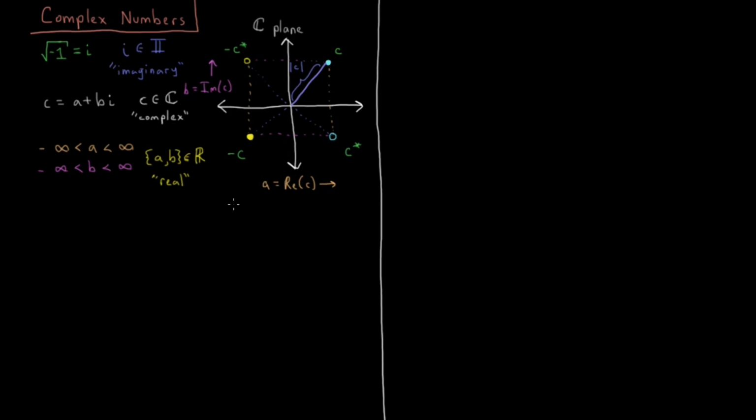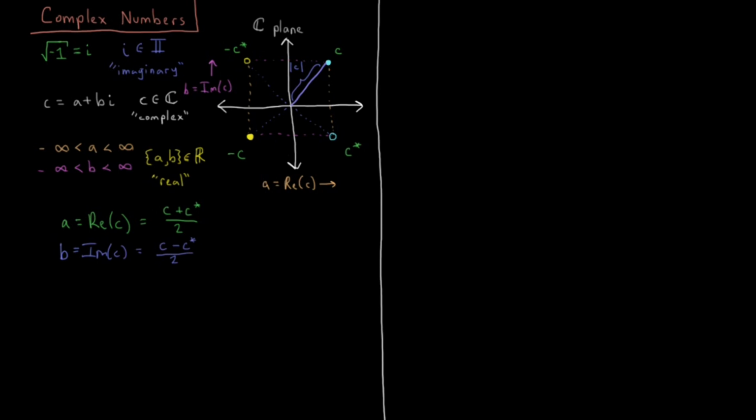Let's look at some properties of these complex numbers. As I said, a is equal to the real part of c, indicated by this Re function, and that is equal to c plus the complex conjugate of c, c star, over 2. More on that in a second. b is equal to the imaginary part of c, which is equal to c minus c star over 2.